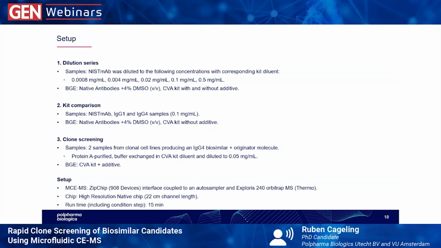Finally, we performed a small clone screening study, again a sort of case study as you've seen before. Here we took 2 samples from clonal cell lines, and this time they were producing an IgG4 biosimilar, and we also used the originator molecule to compare it. Samples were protein A purified, buffer exchanged into the CVA kit diluent, and then diluted to 0.05 milligram per milliliter. Again, a typical concentration that you would have during clone screening. As BGE, we used the CVA kit with the additive. The setup was exactly the same as the previous study. So, let's first show the results.